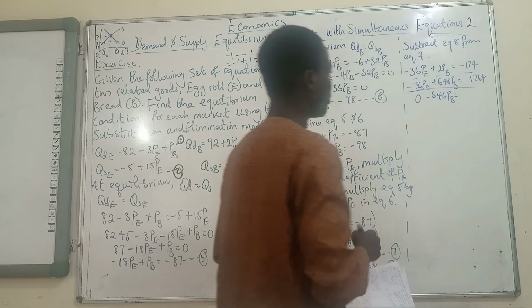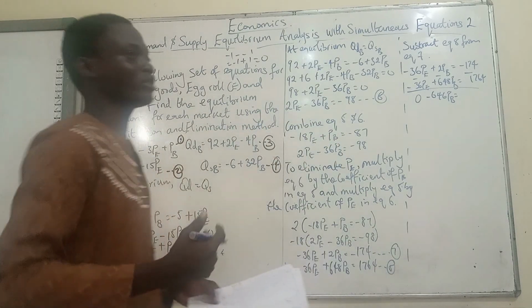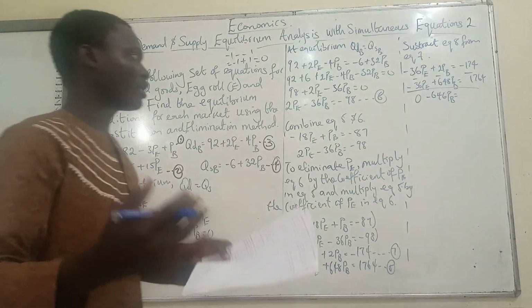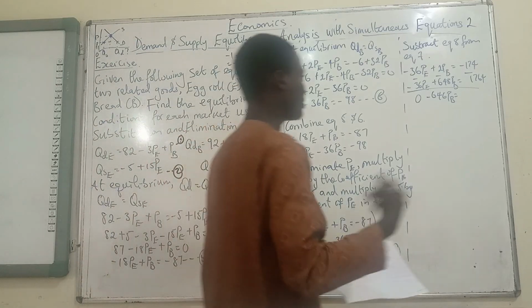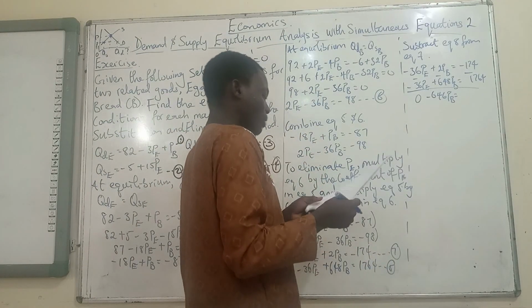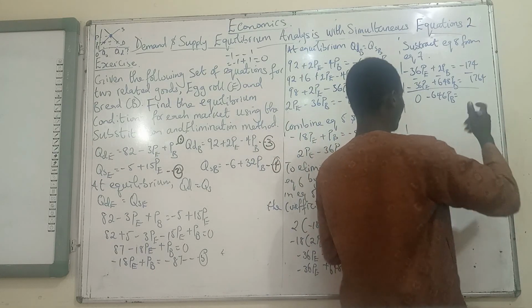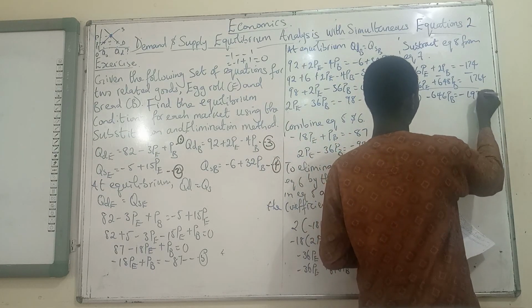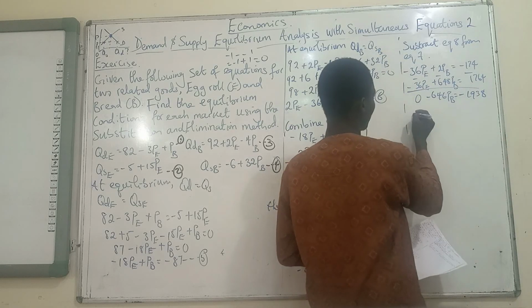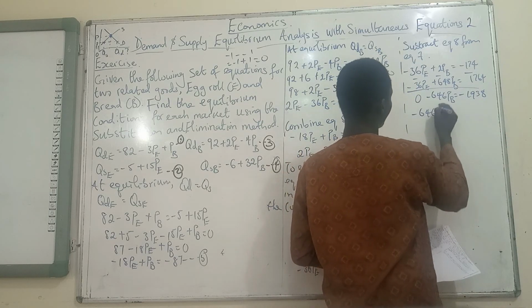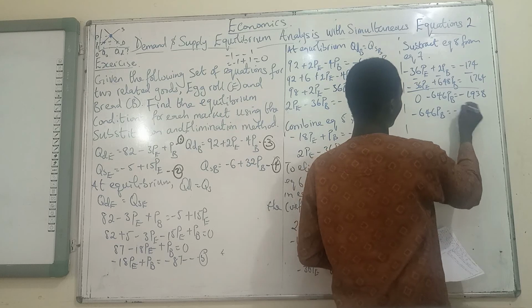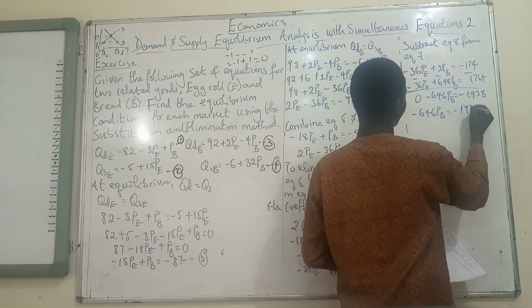So minus 174 minus 1764. You are subtracting 174 and you are subtracting 1764 again, so you have a kind of bigger subtraction. Minus 174 minus 1764 again is going to give us minus 1938. So essentially this is what you have: minus 646 PB equals minus 1938.